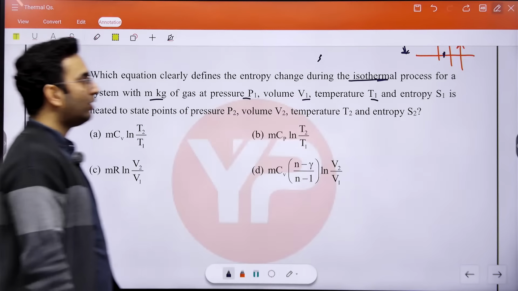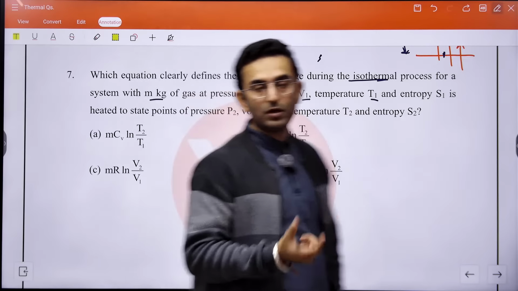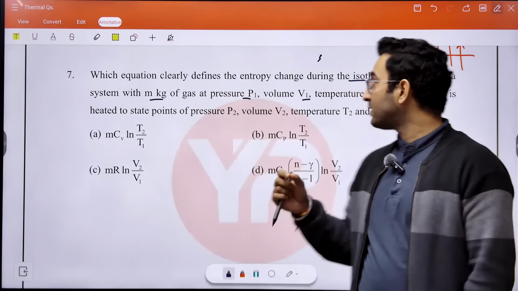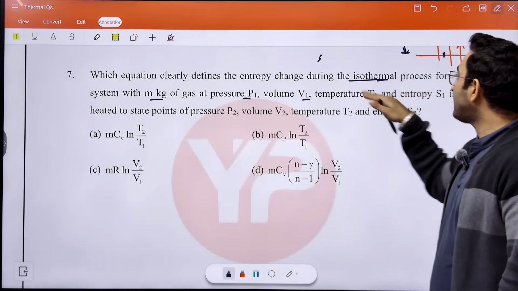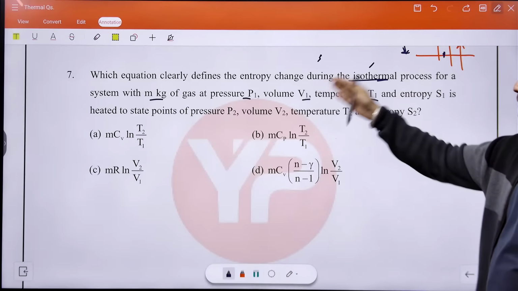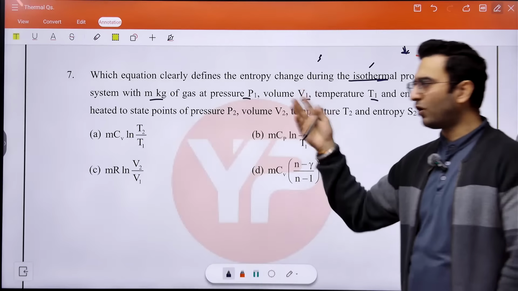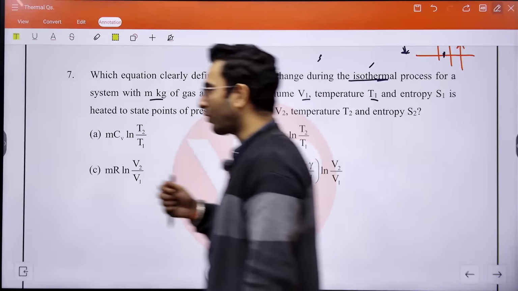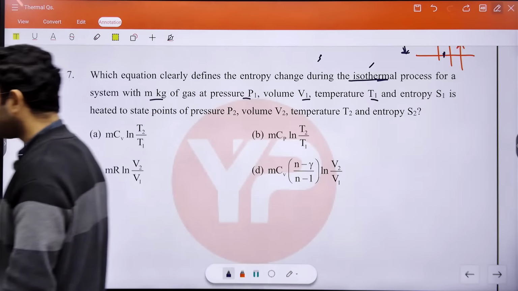Okay, so what are we doing? Simply, a process is taking place isothermally in which the properties are changing from subscript 1 to subscript 2: pressure, volume, temperature and the entropy here. What can be the answer here?